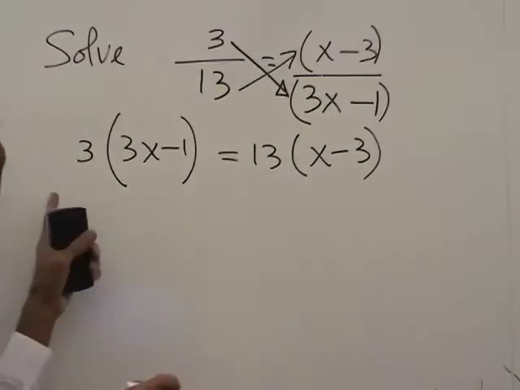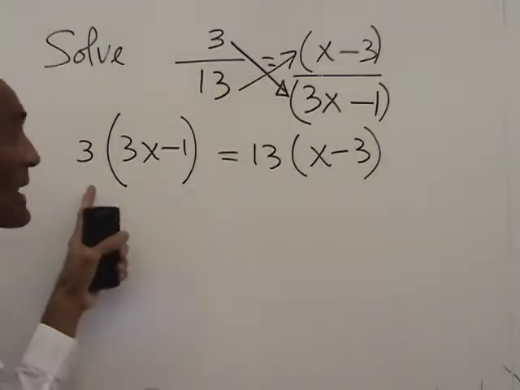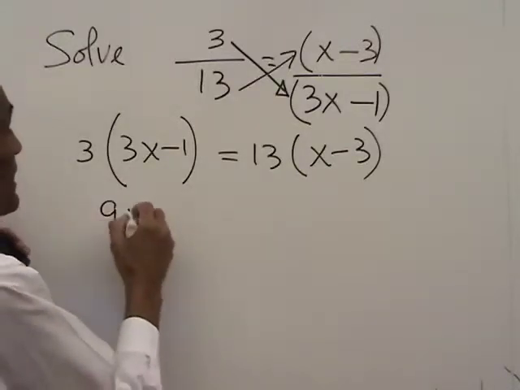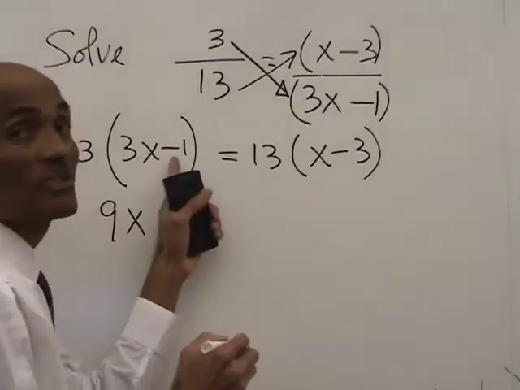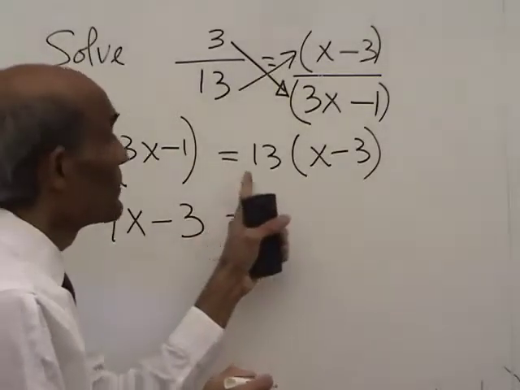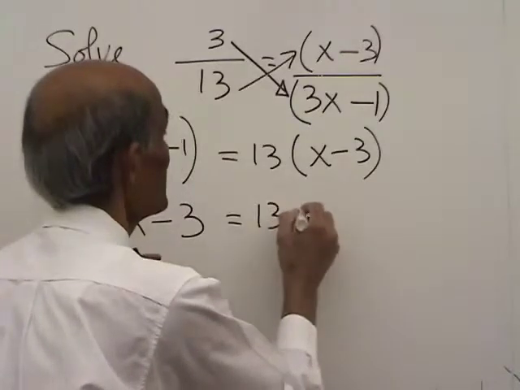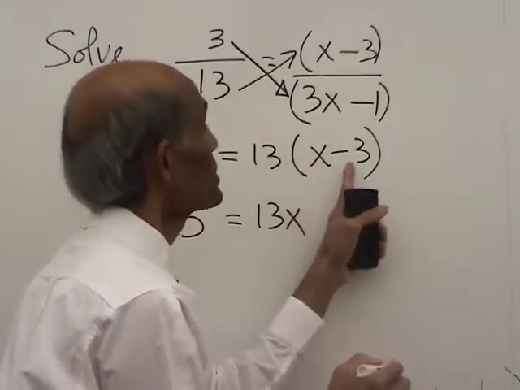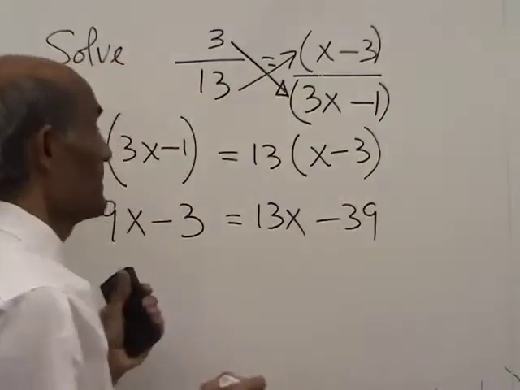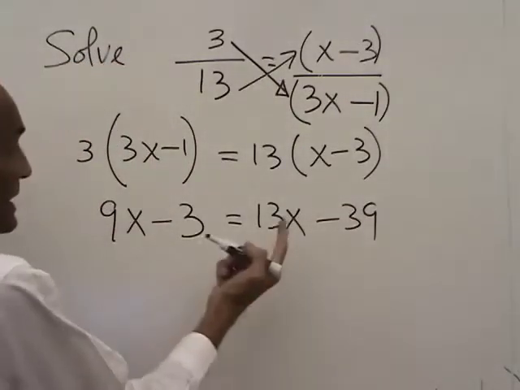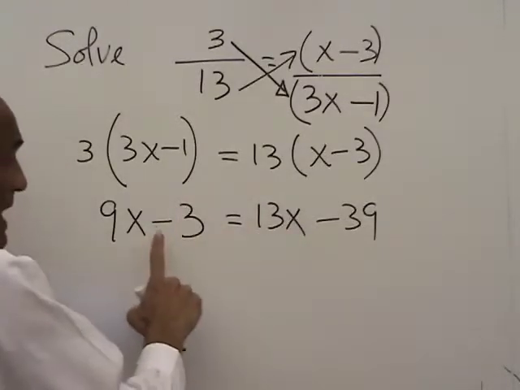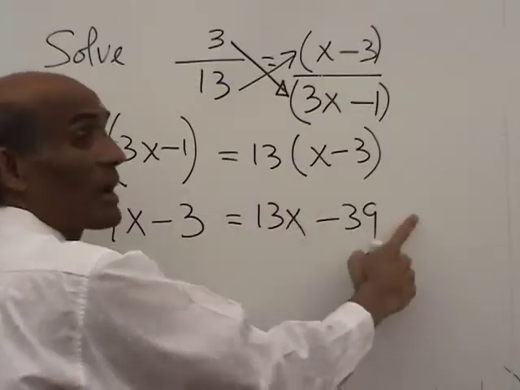Alright? Now we distribute. On the left, distribute the 3. 3 times 3x is 9x. 3 times negative 1 is minus 3. Equal to 13 times x is 13x. 13 times negative 3 is minus 39.